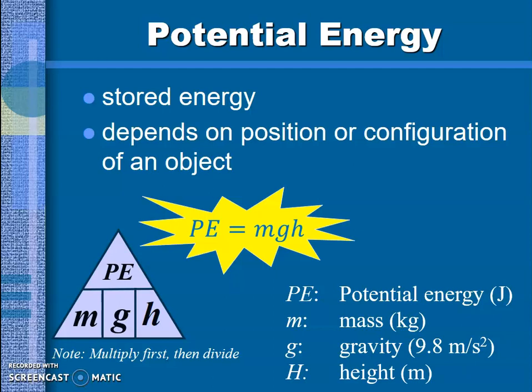PE stands for potential energy. It's a type of energy, so its unit will be joules. M, as it always has, stands for mass. We're scientists, so we're going to use kilograms for that mass.